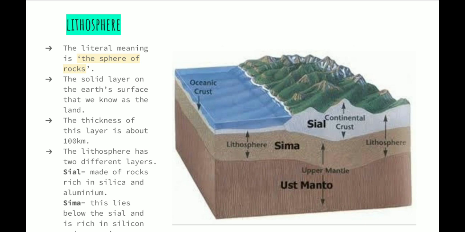The first layer is the sial, which is made of silica and aluminium containing rocks. The other is the sima. This lies below the sial and is rich in silicon and magnesium. The second layer, that is sima, which lies below the sial, is of higher density than the sial. So it stays below the sial at all times.